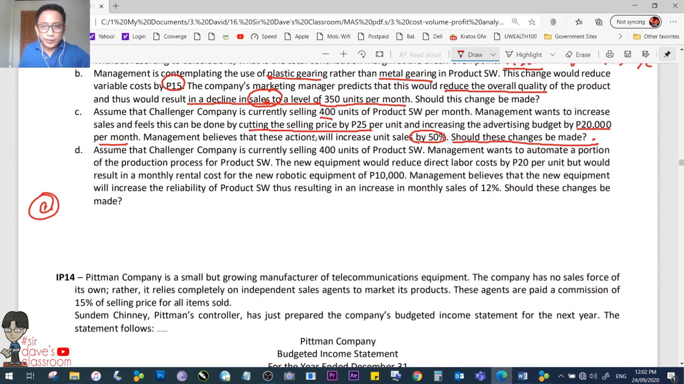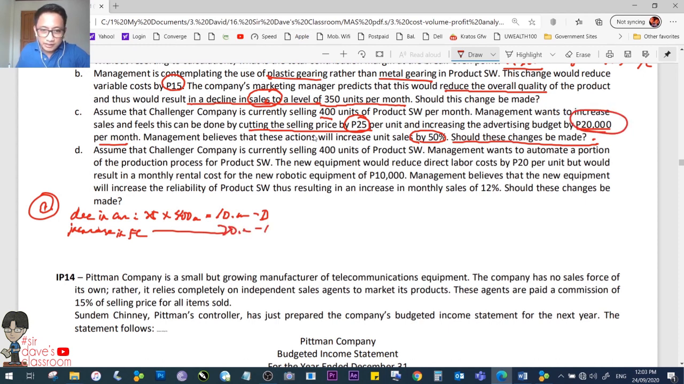Alright? Letter C. 25 pesos decrease in the selling price translates to decrease in contribution margin. Alright? Decrease in contribution margin. Mawawalan ka ng 25 pesos bawat isa dun sa 400 units that you are currently selling. That must be 10,000 pesos. Disadvantage po yun. Ano pa? Increase in fixed cost. By how much? Ang sabi dyan, 20,000 pesos. 20,000. That is disadvantageous also.